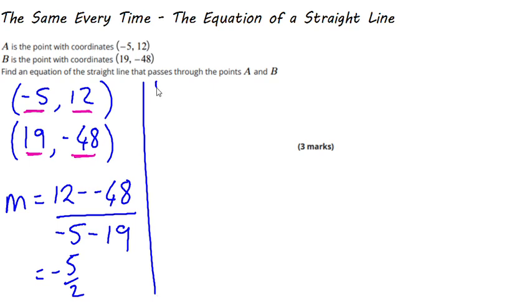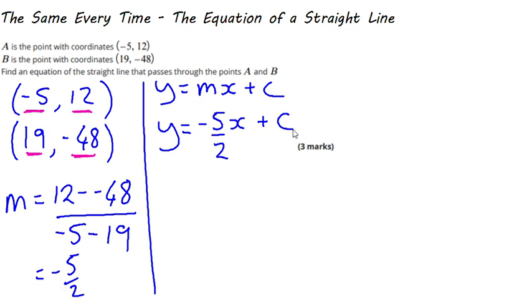So the equation of the straight line is going to be y equals mx plus c. So y equals gradient times x plus the intercept. We just found out that the gradient was -5 over 2. So -5 over 2 times x plus c.